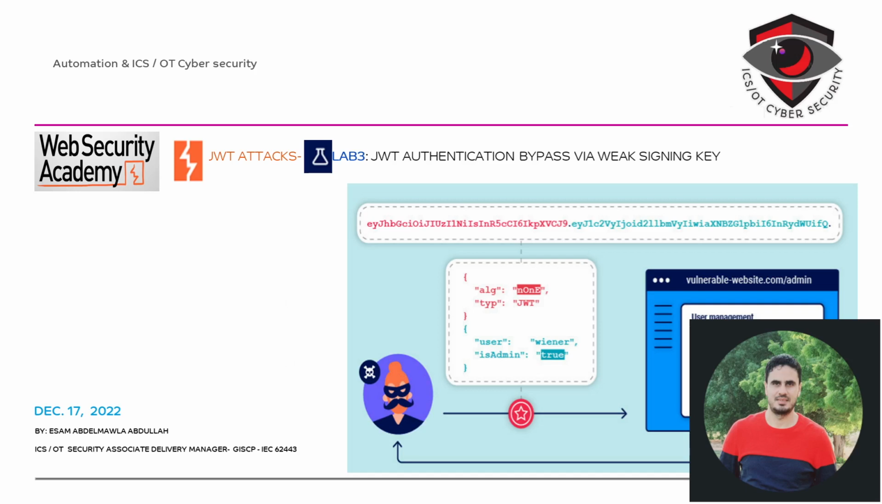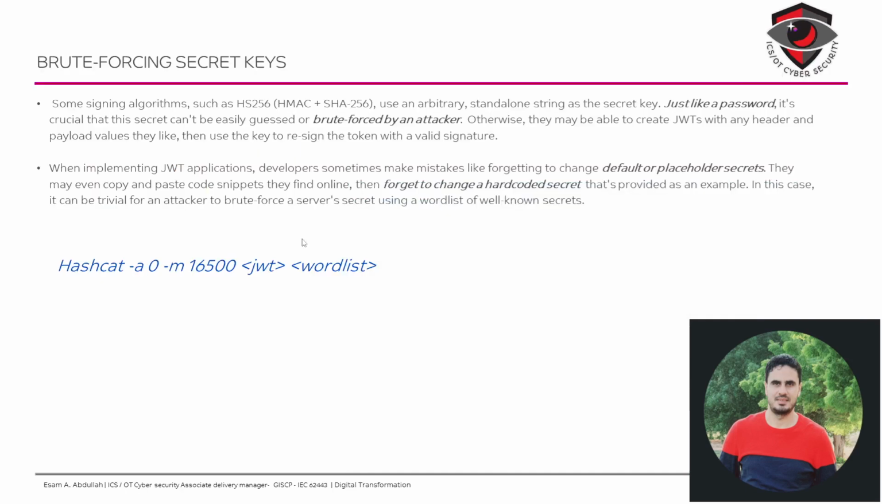So before going to the lab, let's understand how we can do the brute forcing, or what mistakes are made in development. The signing algorithm, such as SHA-256, uses an arbitrary standalone string as the secret key. It is just like a password. It's crucial that the secret key can't be easily guessed or brute forced by the attacker.